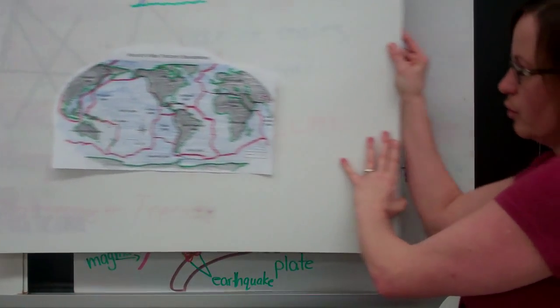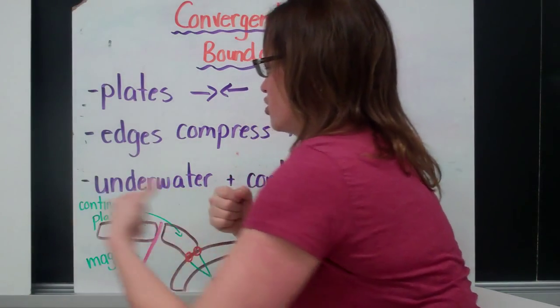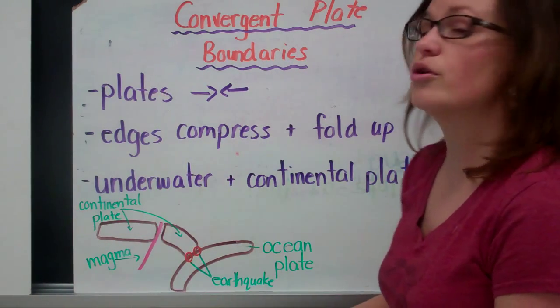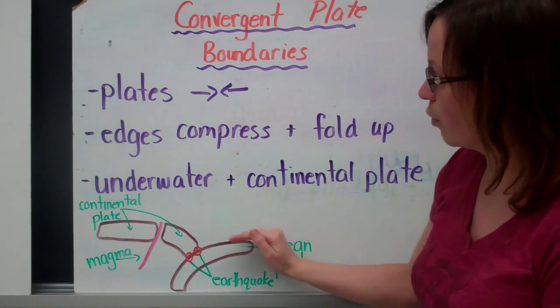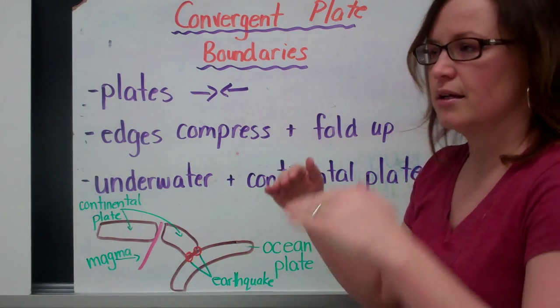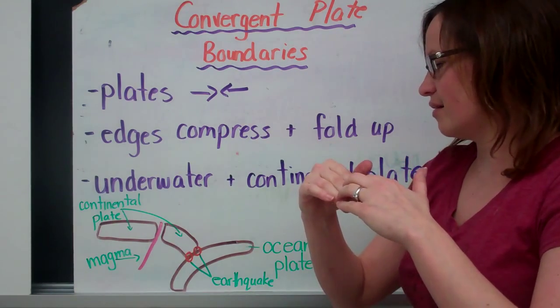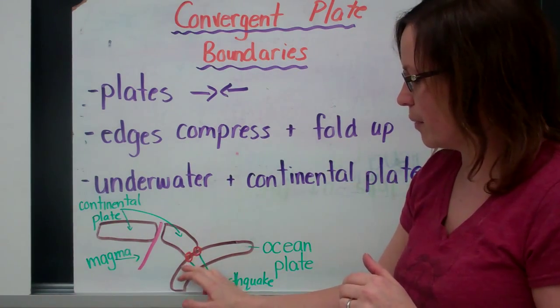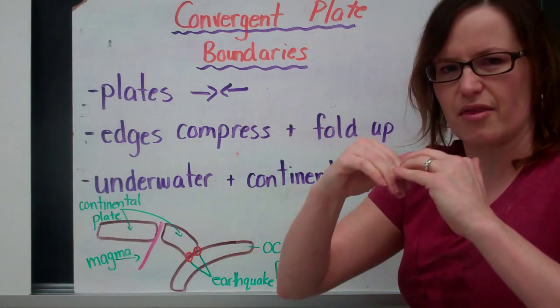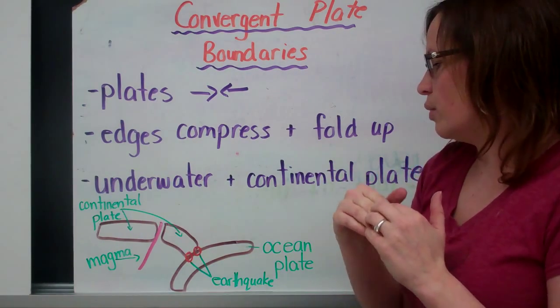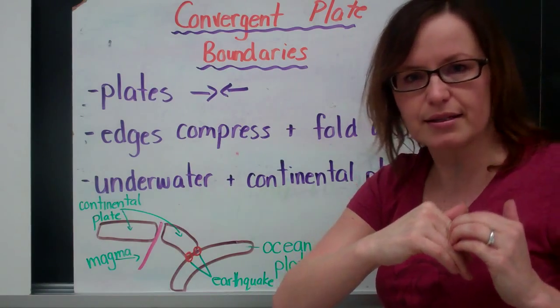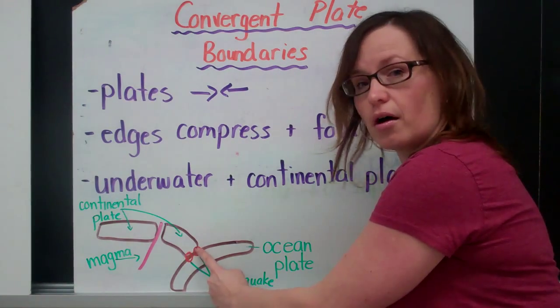When those two converge or push on each other, what often happens is the ocean plate will go beneath the continental plate. So they kind of push, and the one plate goes underneath. And so along the boundary where the two plates meet and the one is pushing by, we now have that friction and that grinding happening. So we can get earthquakes along that.